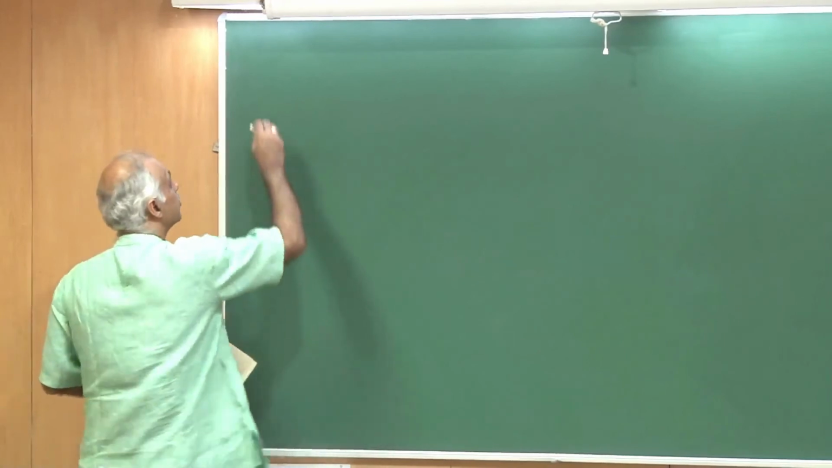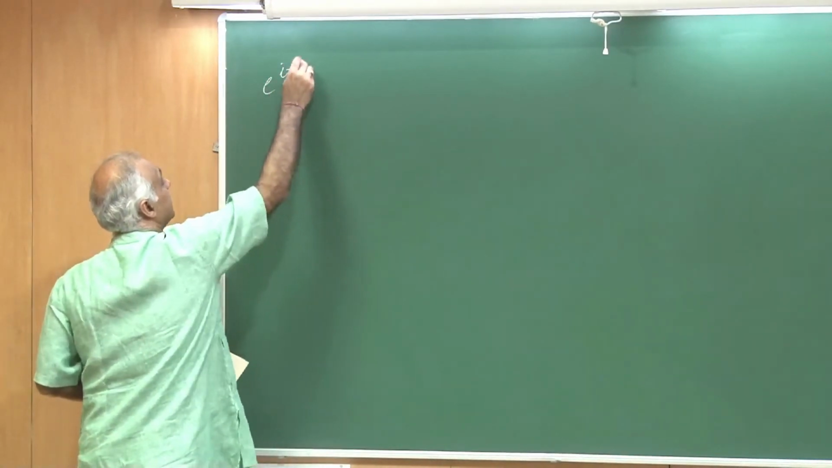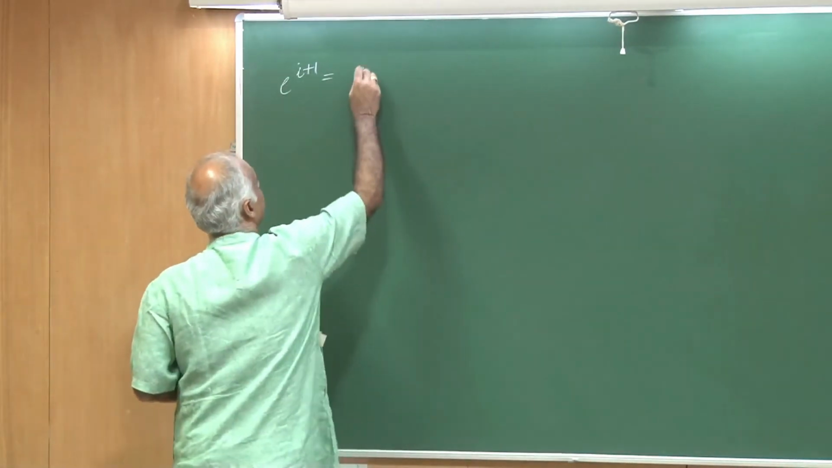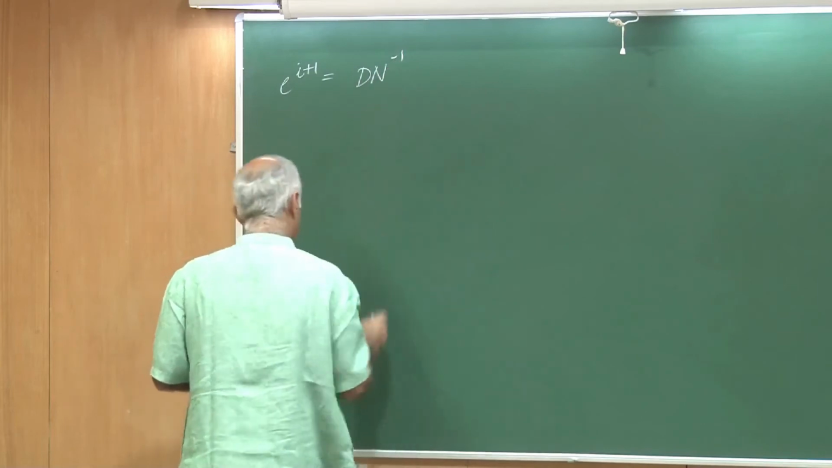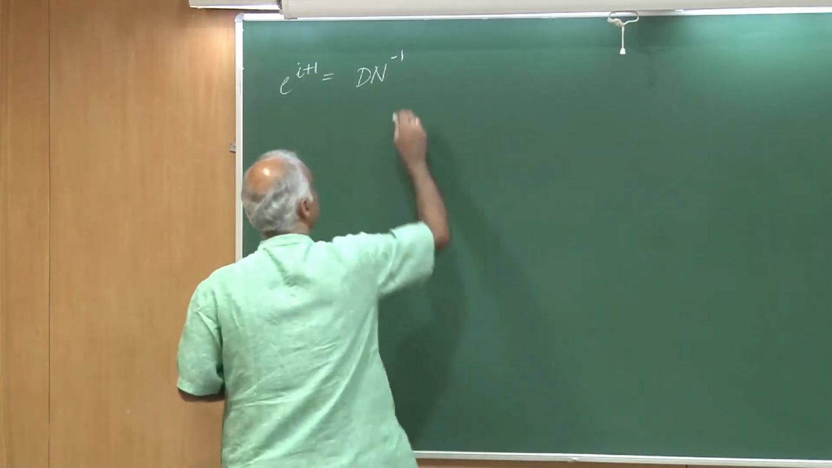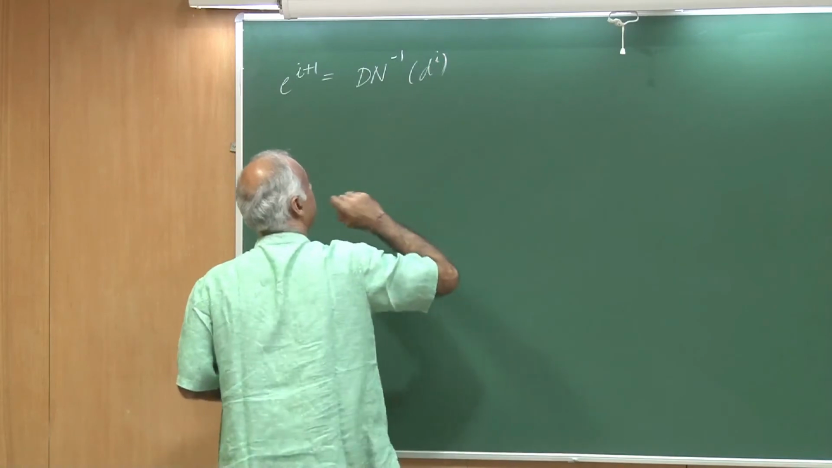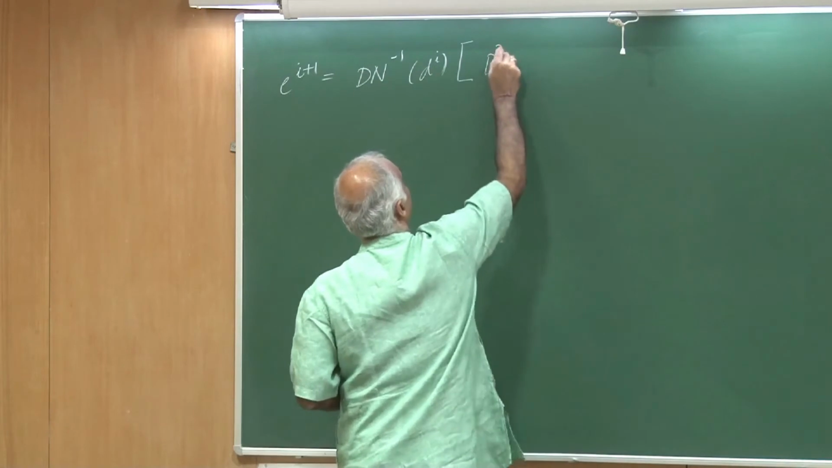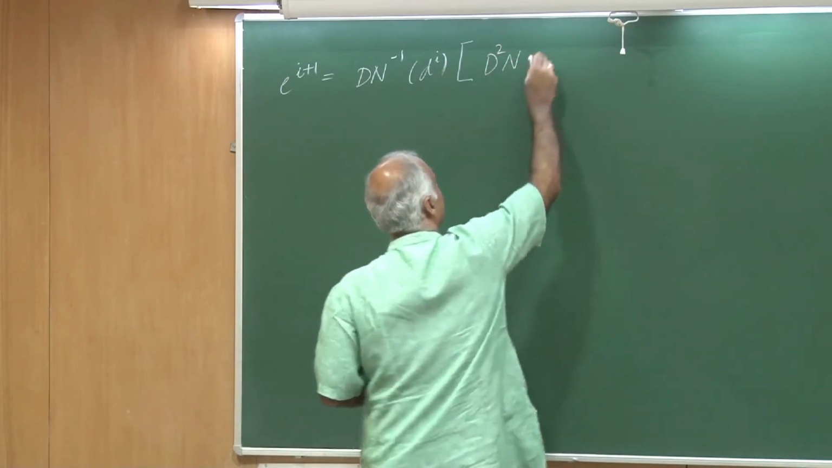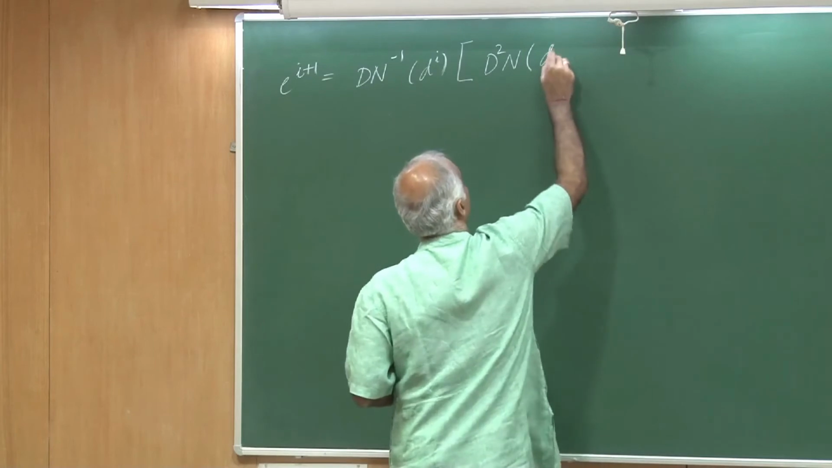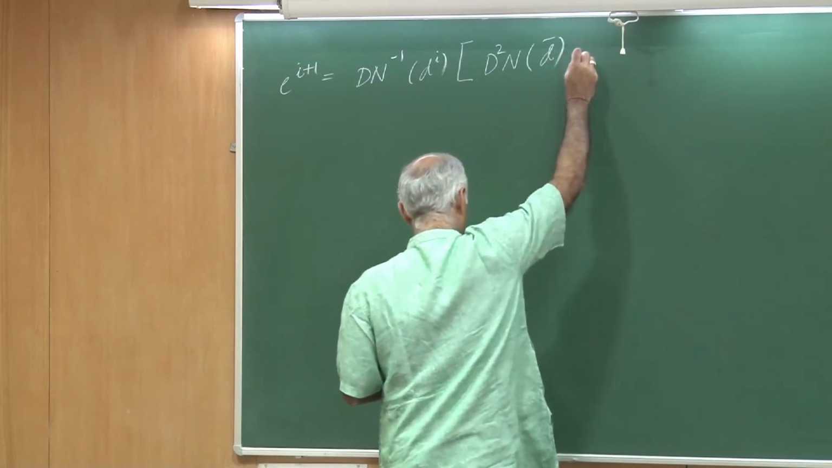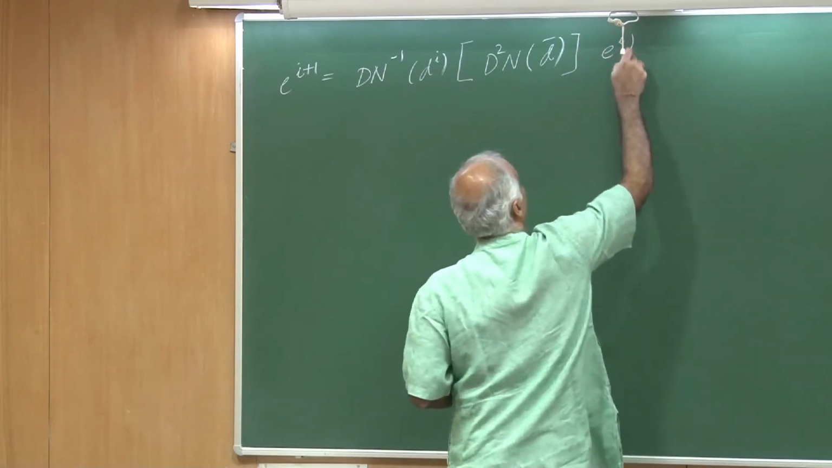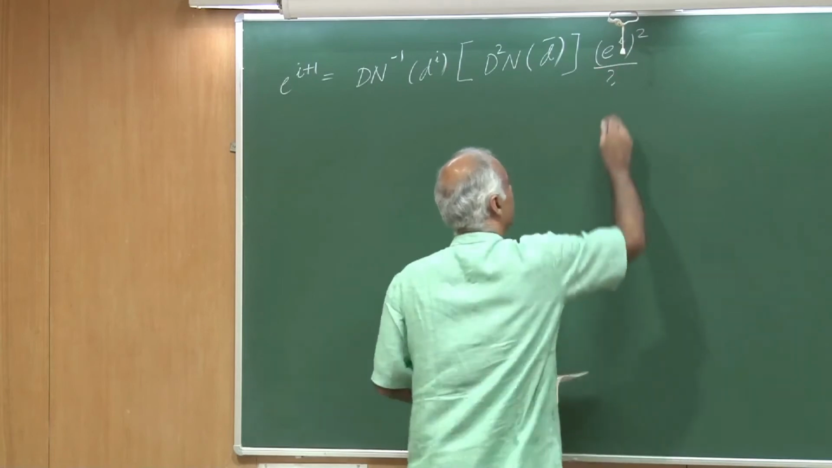So what we have been able to show is that the error at iteration level i plus 1 is actually dN inverse at d_i times d squared N at d bar, and this is related to the error at i whole squared by 2.